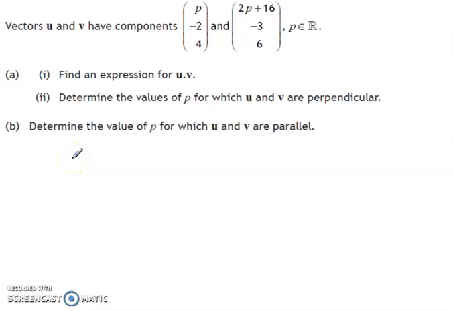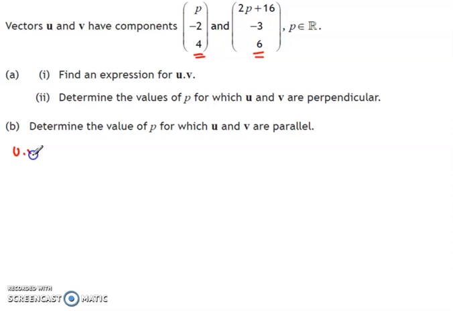So this is the 2019 paper 1, question 9 here, and this one focuses around vectors and properties of vectors. So it's a three-parter. A has two parts and B is just a question all on its own. They're all relating to the two vectors u and v that you're given here. So first one, A part 1, wants an expression for u dot v.